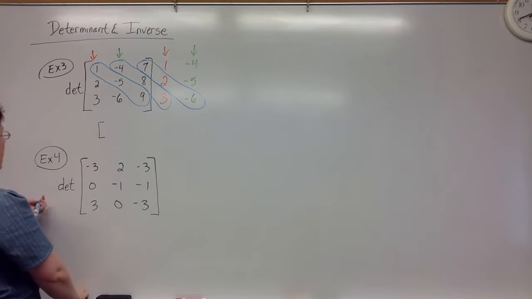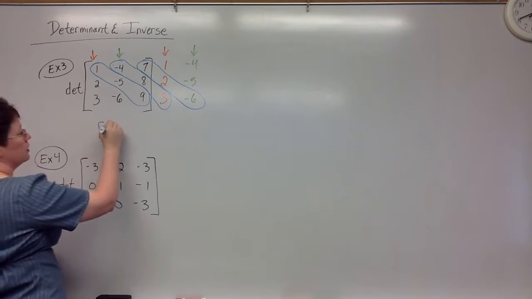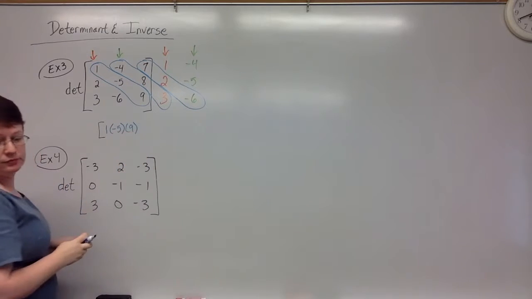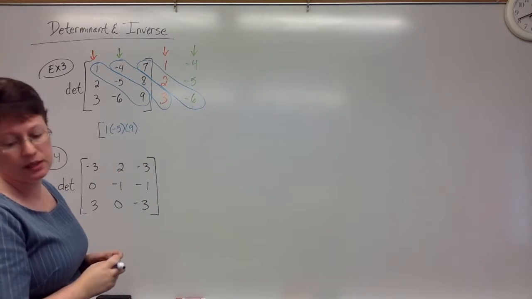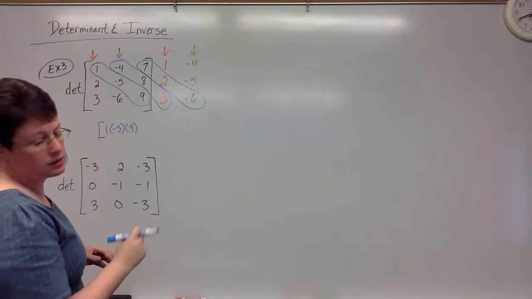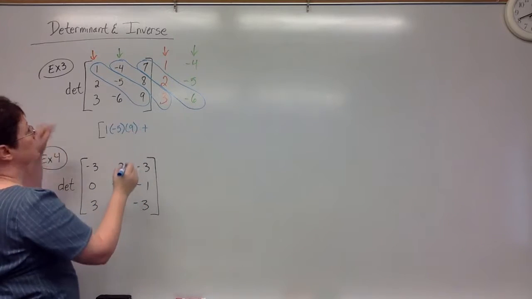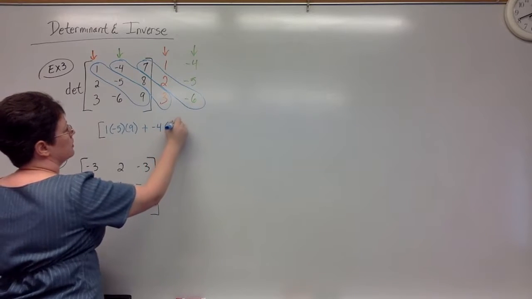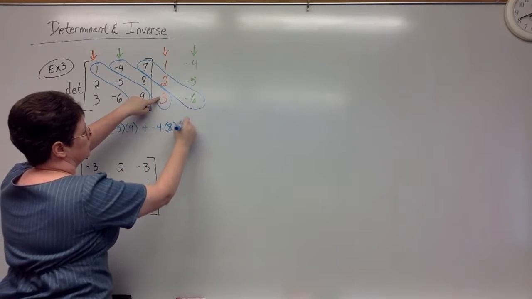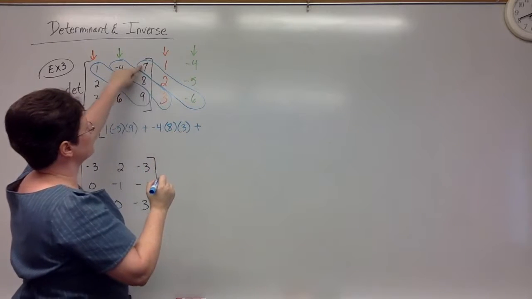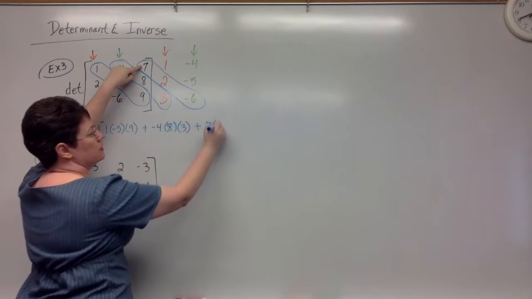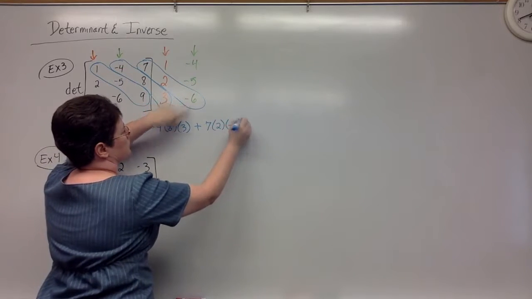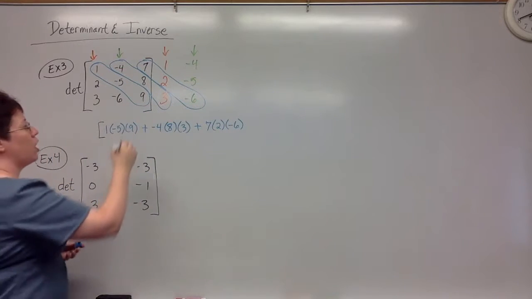So I have 1 times -5 times 9. Yep, it's going to get big. Big numbers, crazy numbers. Plus the next down, -4 times 8 times 3. Plus last down, 7 times 2 times -6. Okay? These are all my downs.